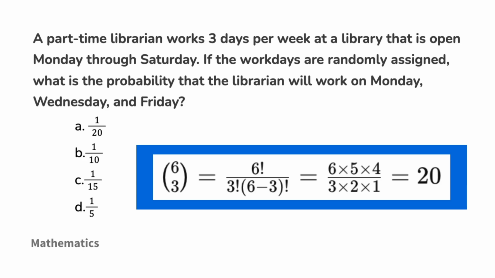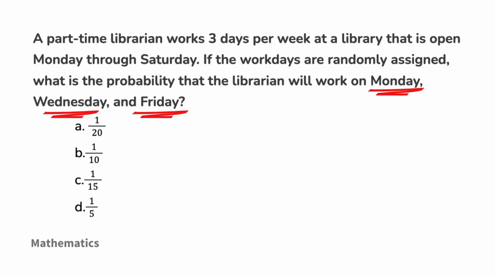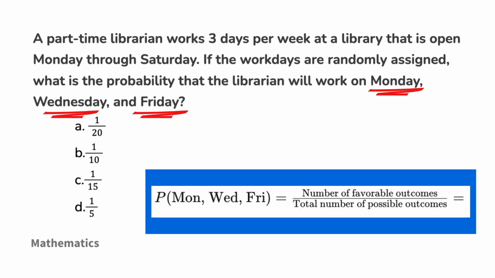To complete this problem, we need to keep in mind that there is only one specific set of days that we are actually interested in, which is Monday, Wednesday, and Friday. Therefore, this is one specific combination of days. So now we need to calculate the probability using the number of favorable outcomes divided by the total number of possible outcomes. And this gives us the answer of 1/20.